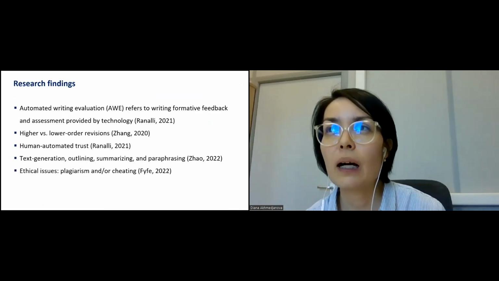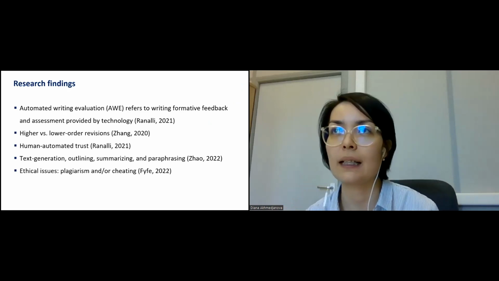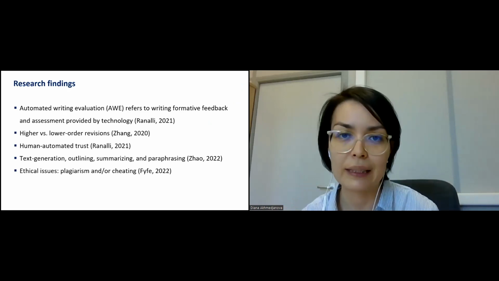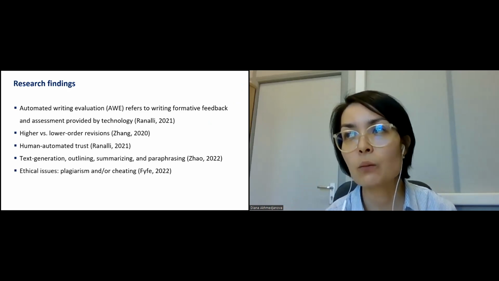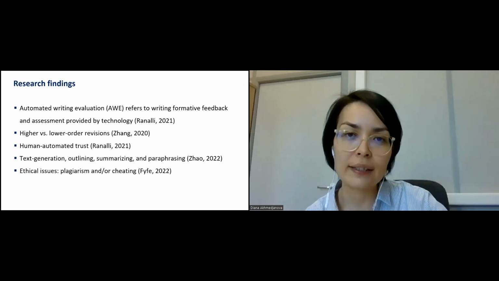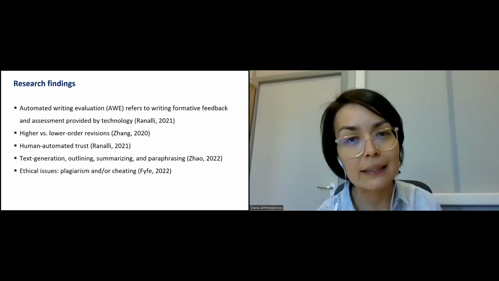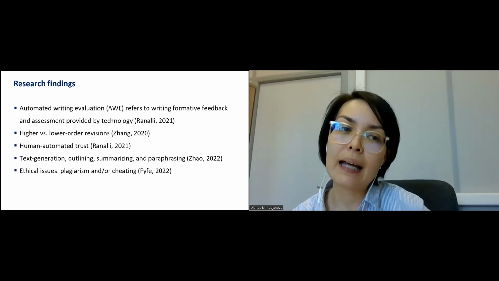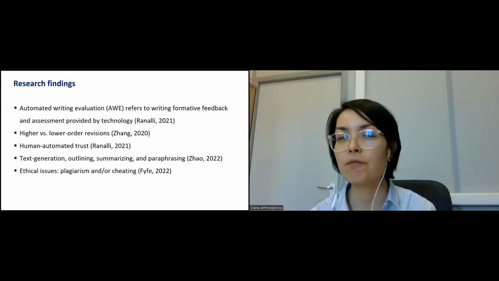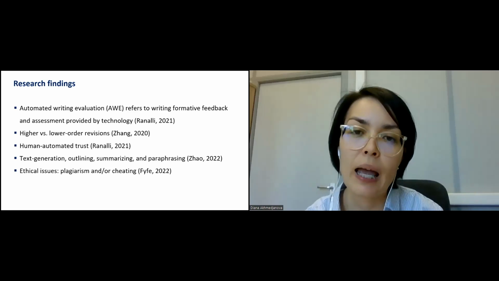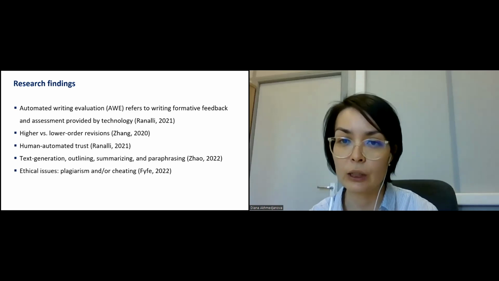First of all, when people started developing these tools, right, big testing companies like Educational Testing Service, ETS, were among the first to develop them, and they wanted to streamline and speed up the scoring process for high stakes writing tests, basically, right? And then they transformed it into what they call automated writing evaluation. And it refers to writing formative feedback and assessment, right, provided by technology.